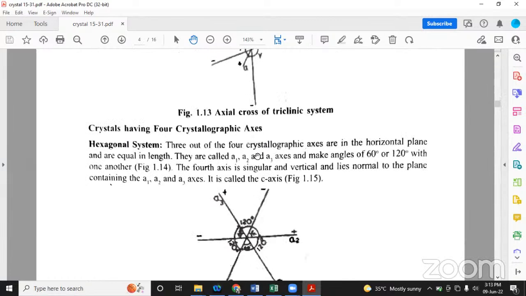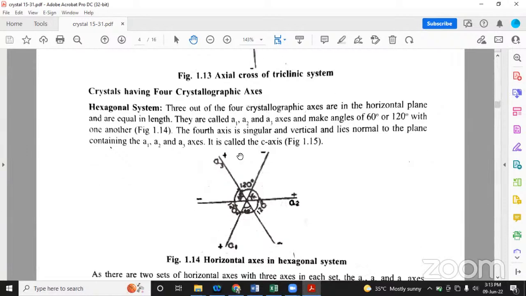Whereas coming to the hexagonal system, three out of four crystallographic axes, there are three, 1, 2, 3, are in the horizontal plane and are equal in length. They are called the A1, A2, A3 axes and make angles of 60 or 120 degrees.